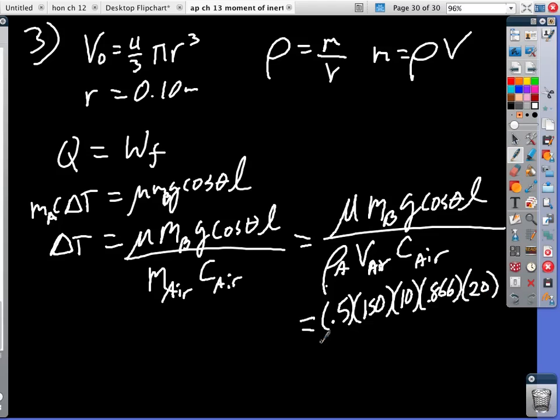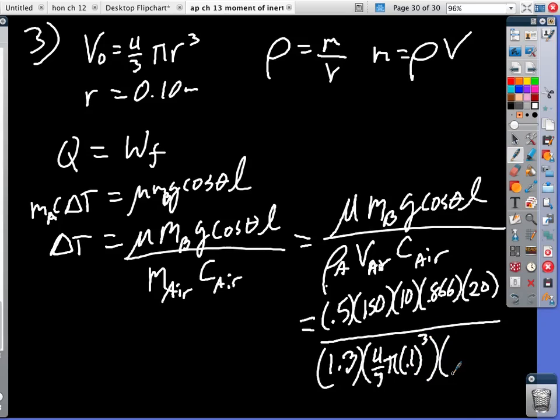Okay, 20 meters. Then the density of air, and it says right there, density of air is 1.3 kilograms per cubic meter. The volume of the air is 4/3 pi times 0.1 cubed. And the specific heat capacity of air is 1,000 joules per kilogram Kelvin. So there you go. Just do the maths.